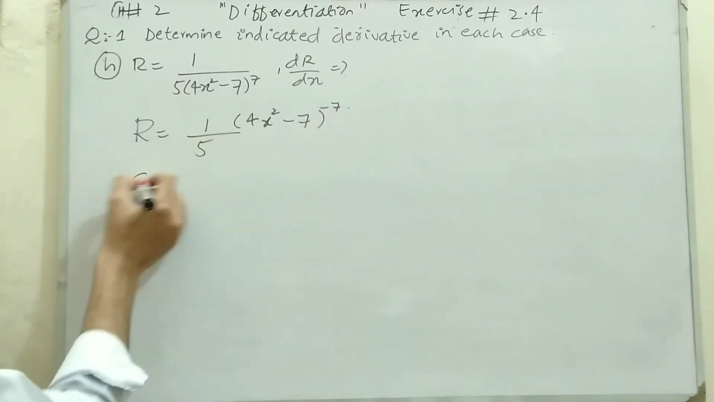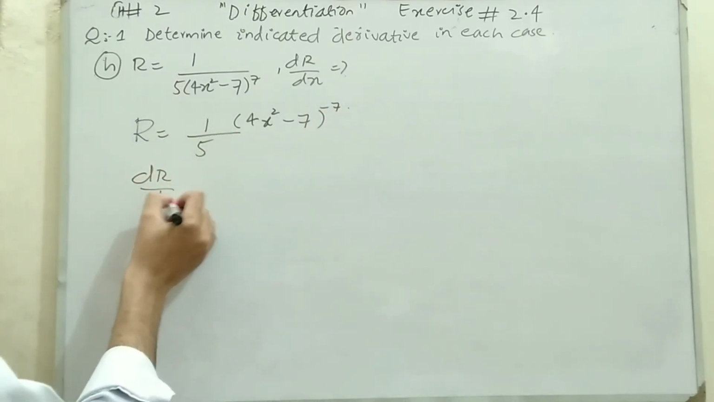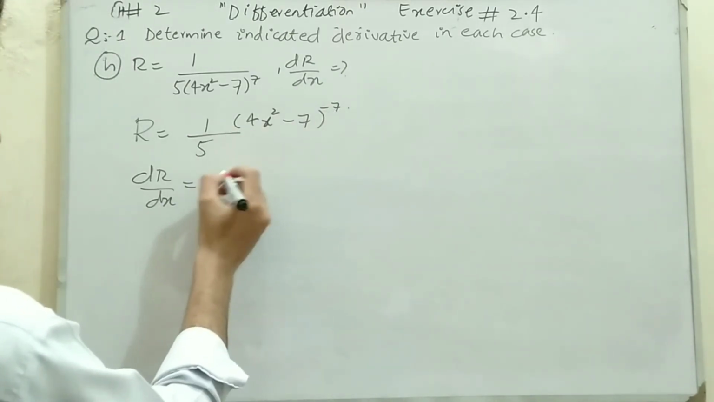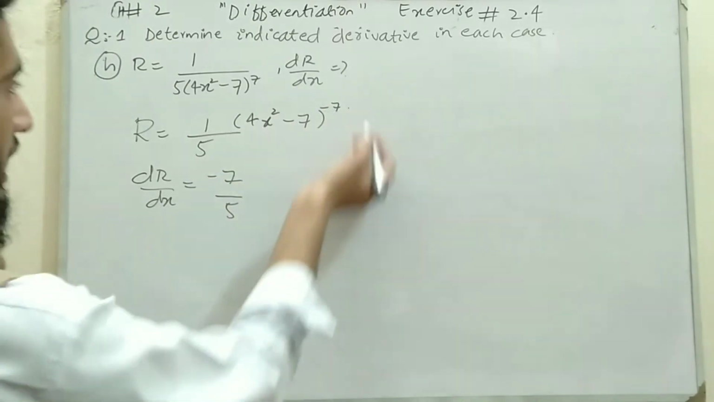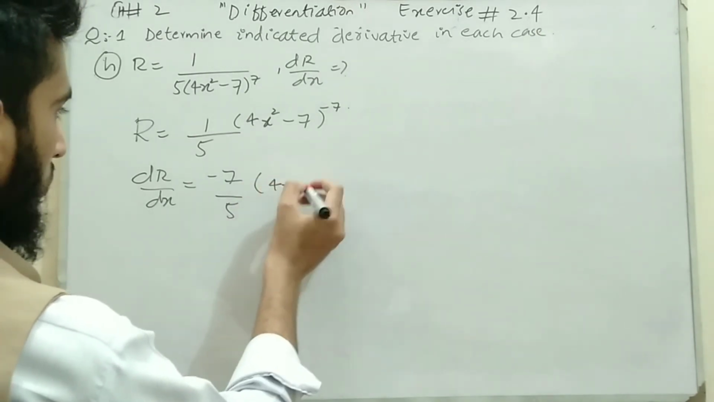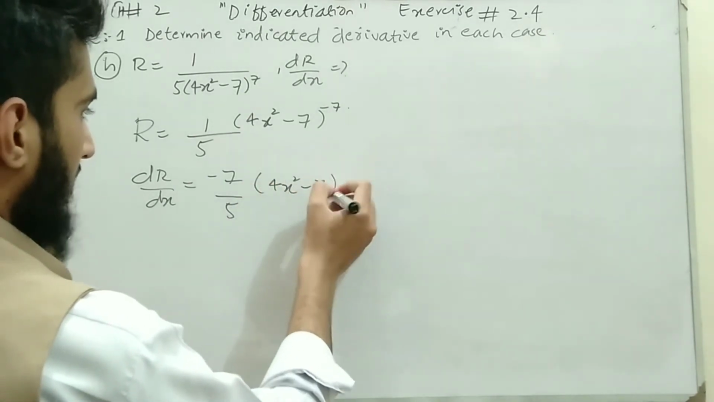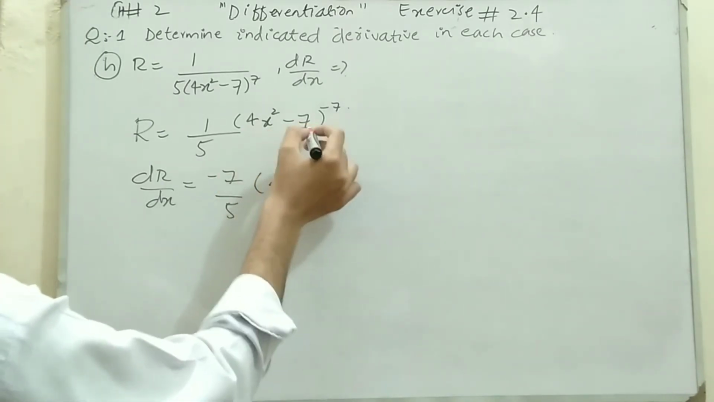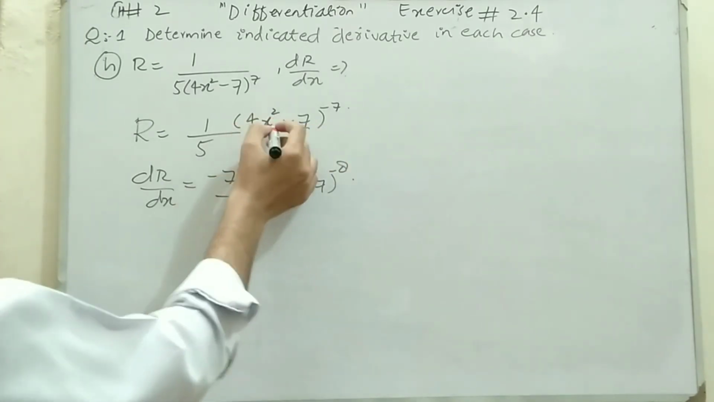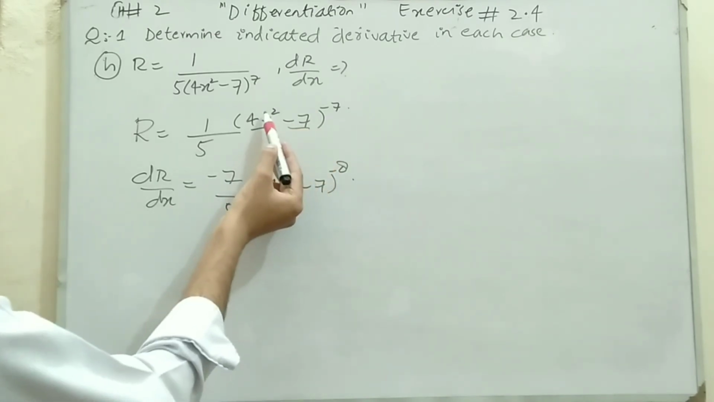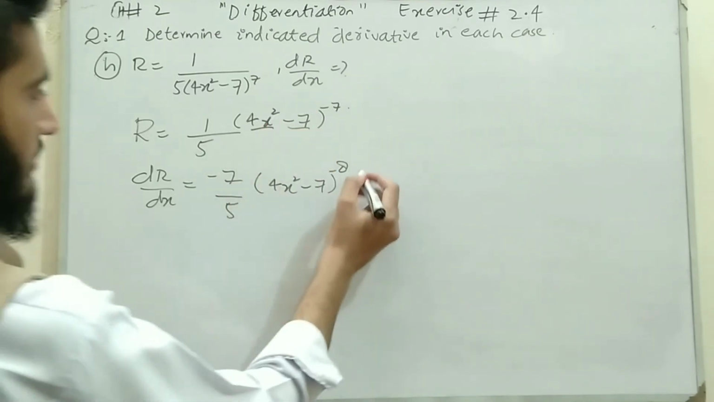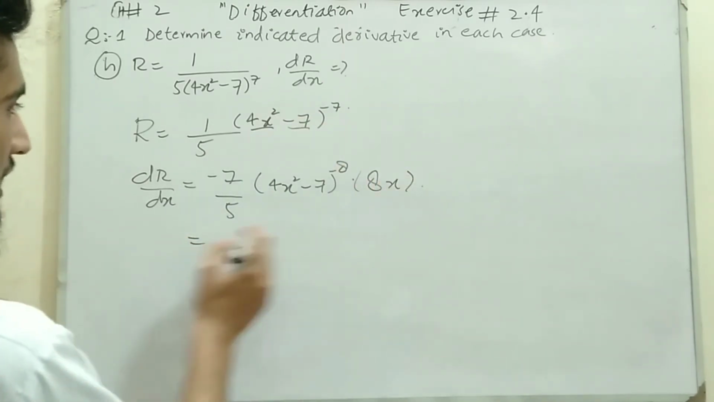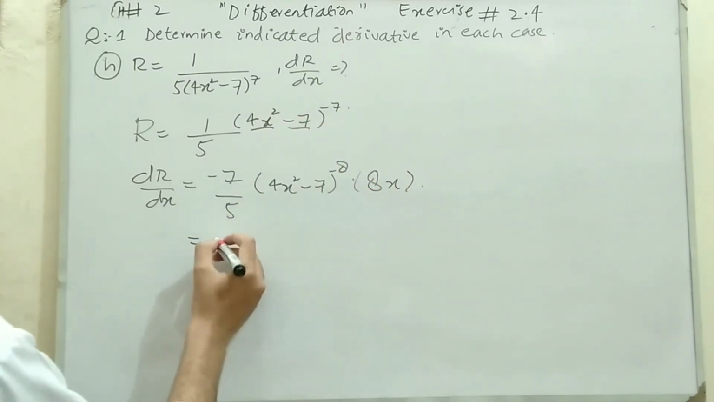Now differentiate both sides with respect to x. So dr by dx will be equal to, using generalized power rule, minus 7 will come to the numerator, it becomes minus 7 divided by 5, and subtract 1 in the power according to the rule. So it becomes 4x square minus 7 power negative 8, and differentiate this inner function also. So the derivative of 7 is 0, and the derivative of 4x square according to the generalized power rule will be, multiply this 4 with 2 it becomes 8, and subtract 1 in the power it becomes 8x. Now by simplification 8 multiply 7 gives us 56.